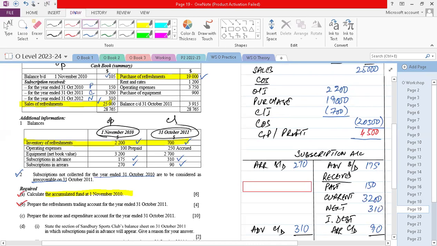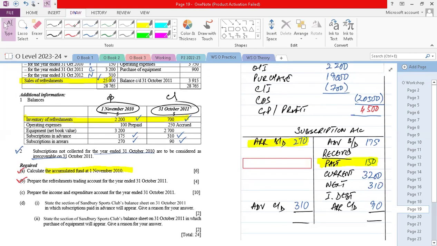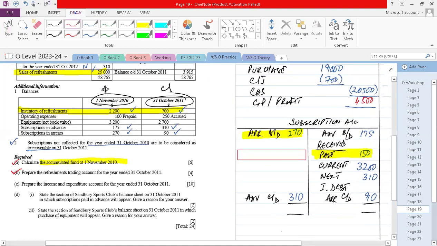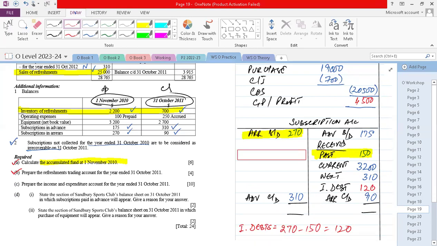3200, 310. Now look carefully: how much arrears did we have at the start? 270. How much did we receive? 150. What will the amount not received be? Irrecoverable debt. This is how we calculate our irrecoverable debts. Kindly confirm. Agreed, sir.